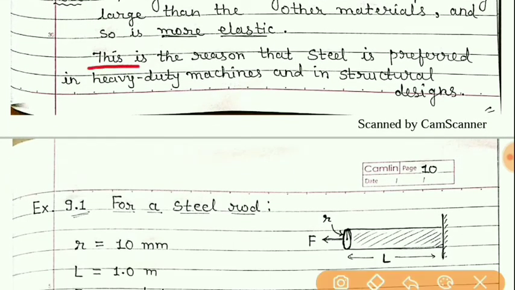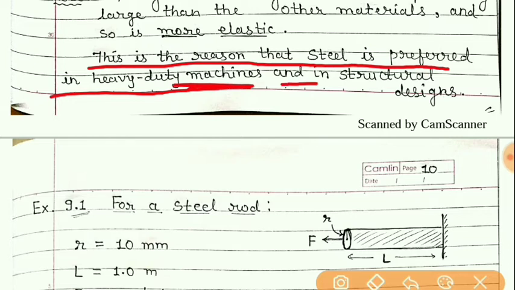And so this is the reason that steel is preferred in heavy duty machines and in structural design. We know that for the construction of buildings, bridges, etc., steel rods are used because steel is more elastic than other materials.